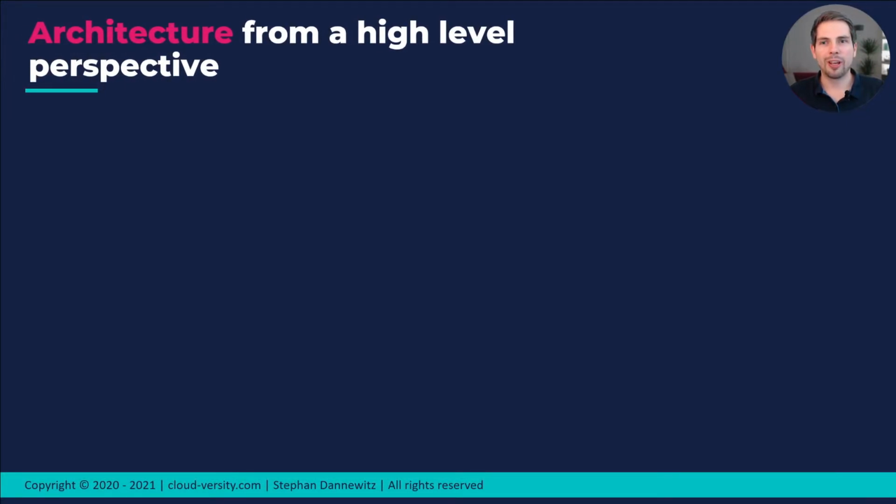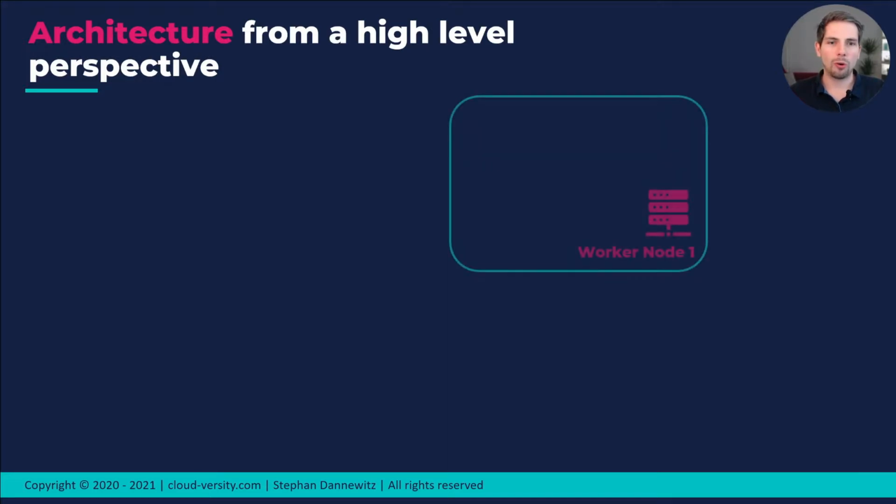So how does the architecture of Kubernetes look from a high-level perspective? We have a worker node. That can be a single VM, or some bare metal server, anything. On this worker node, there needs to be a container runtime installed. This can be Docker, containerd, cri-o, or others. But keep in mind, with Kubernetes version 1.20, Docker support will be dropped because of security reasons.